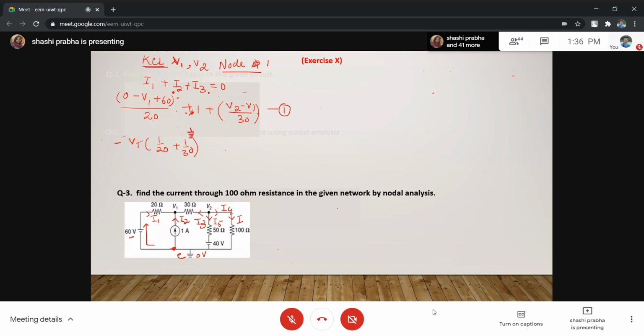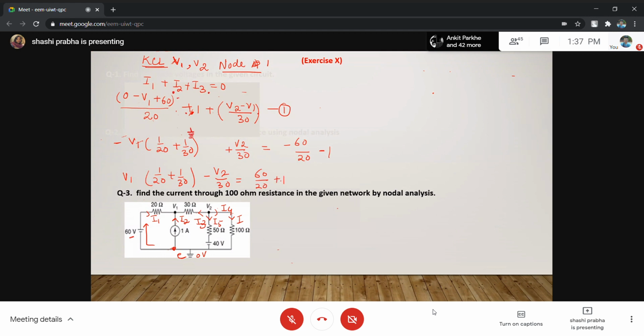So if you take V1 times minus 1 upon 20 and minus 1 upon 30, plus V2 upon 30, is equal to minus 60 upon 20 minus 5. I will take the minus sign common because node 1 is the reference. So V1 times 1 upon 20 plus 1 upon 30 minus V2 upon 30 is equal to 60 upon 20 plus 5.